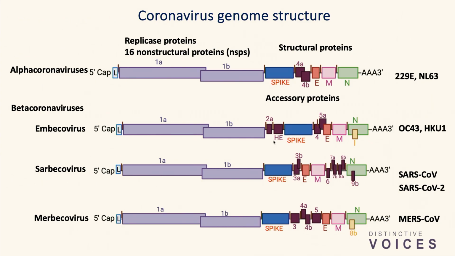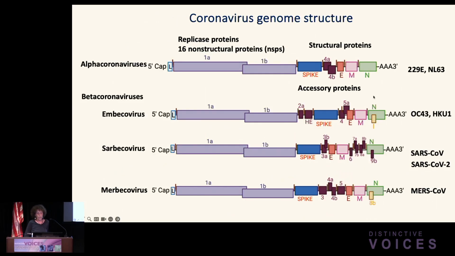So, okay, coronavirus genome structure. I'm going to try to explain it as carefully as I can, as non-technically as I can. There are different genera and subgenera of coronaviruses. 229E and NL63, the cold viruses, are called alpha coronaviruses. The rest of them are beta coronaviruses, and they're in three different subgenera: OC43 and HKU1, the two SARS viruses, and MERS, all in different subgenera.